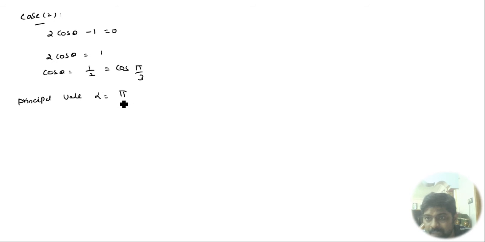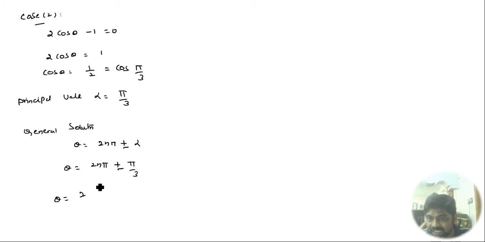alpha equal to pi by 3, and the general solution is theta equal to, for cos, what is the formula? 2n pi plus or minus alpha. Therefore theta equal to 2n pi plus or minus pi by 3. And the solutions are: first one is theta equal to 2n pi, and second one is theta equal to 2n pi plus or minus pi by 3.